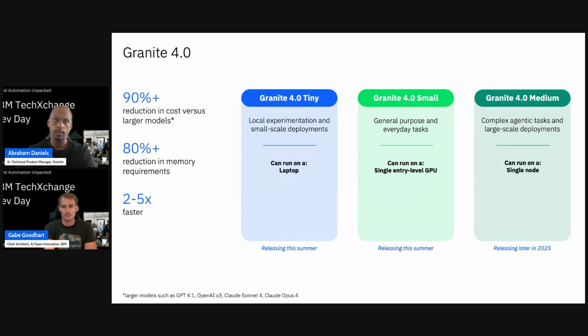And the focus for this 4.0 is really driving reduction in cost versus larger models, as we outlined, reducing memory requirements when it comes to actually hosting the model. So being able to use more consumer grade hardware as part of your hosting. And then, of course, given the updated architecture, being just much faster as part of your inferencing.